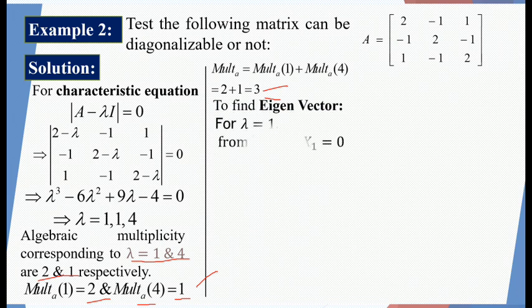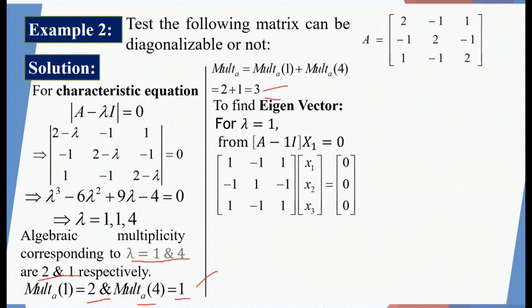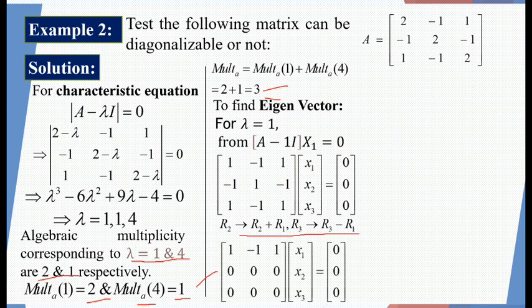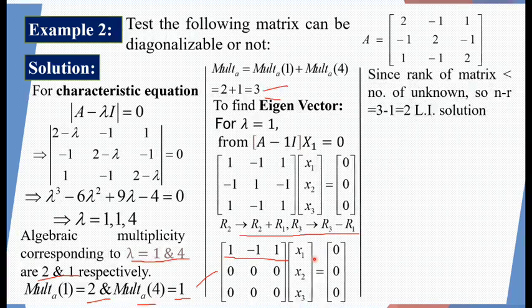So for the eigenvector at lambda equals 1, from (A minus 1I) X1 equals 0, when we put 1, it is 1 minus 1 1, minus 1 1 minus 1, 1 minus 1 1. On simplification, that is finding the rank with the help of R2 as R2 plus R1 and R3 as R3 minus R1, we get 1 minus 1 1 in the first row, and the remaining two rows are equal to 0. So the rank of the matrix is 1 and the number of unknowns is 3. So the same case arises.